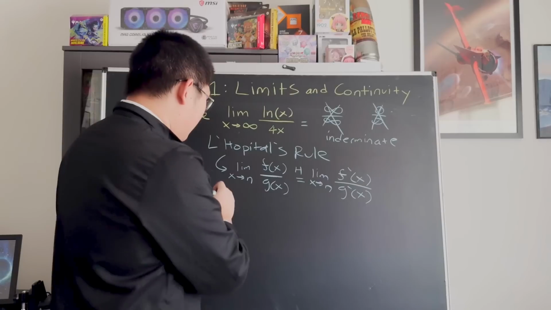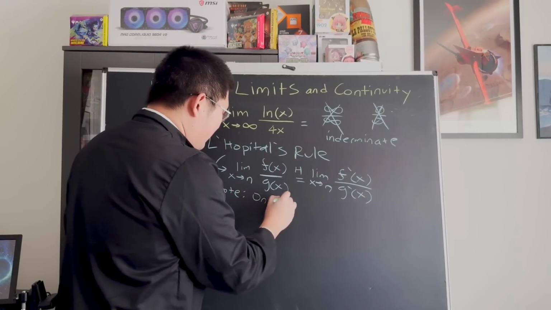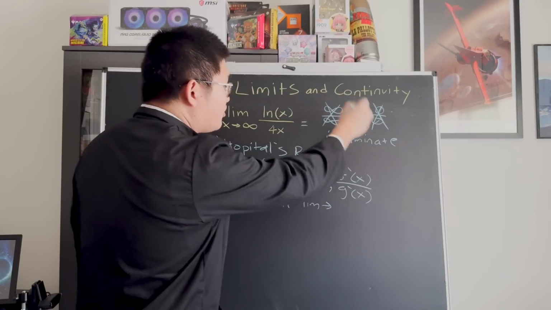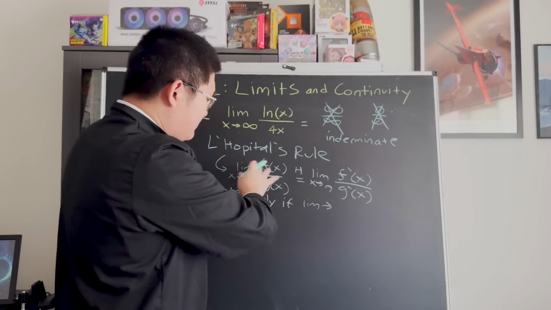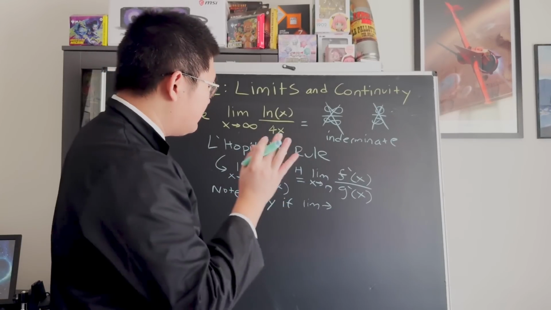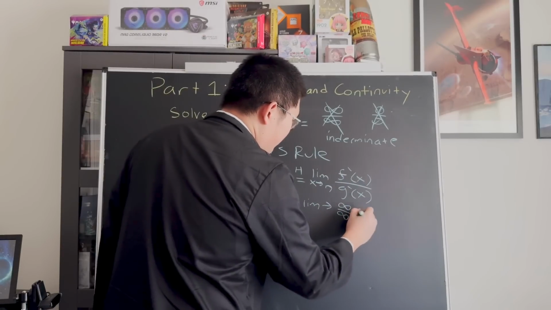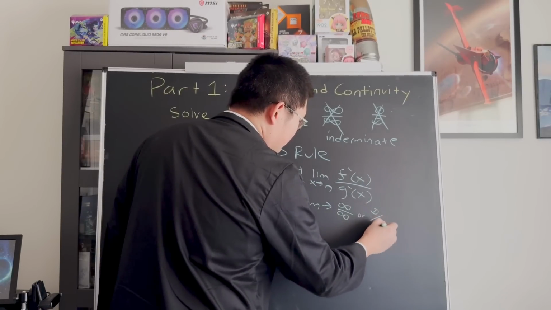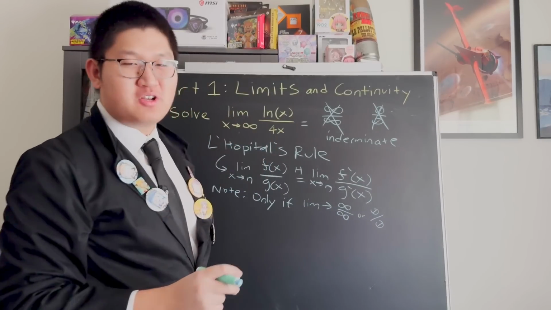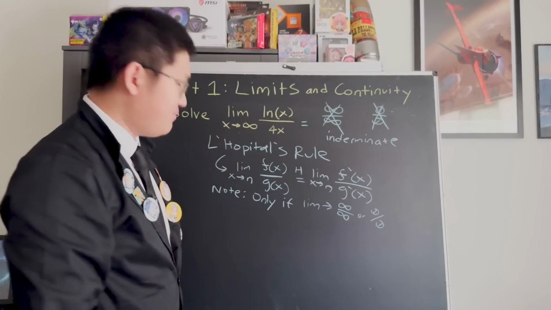But remember, the note here is that this only works if the limit goes to an indeterminate form. This wouldn't work if your limit already goes to a number that is easily found. This has to be if that limit goes to indeterminate forms like infinity over infinity or 0 over 0. Okay? So in our case, this question does indeed give us an indeterminate form if we threw in the infinity immediately.